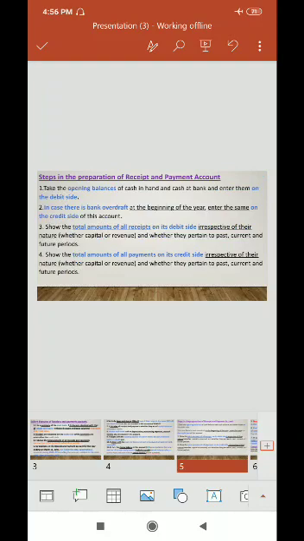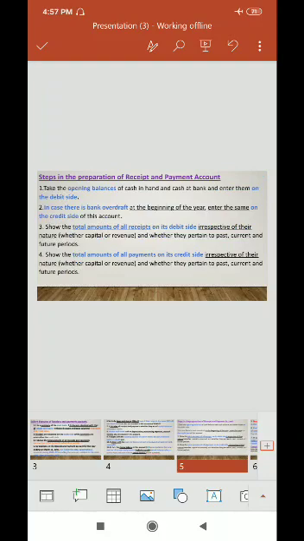Coming to the second step, or actually here it is written as third step, but still your second step is show the total amounts of all receipts on its debit side. All the receipts means cash inflow, income for the organization. So irrespective of their nature, whether they are capital or revenue, and whether they pertain to past, current or future periods, does not matter at all. Just total up all the receipts and write it in your receipts and payments account.